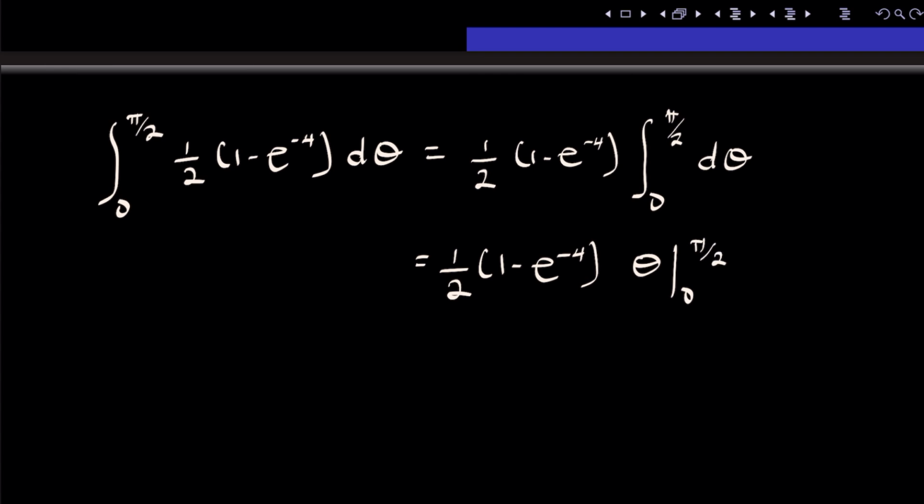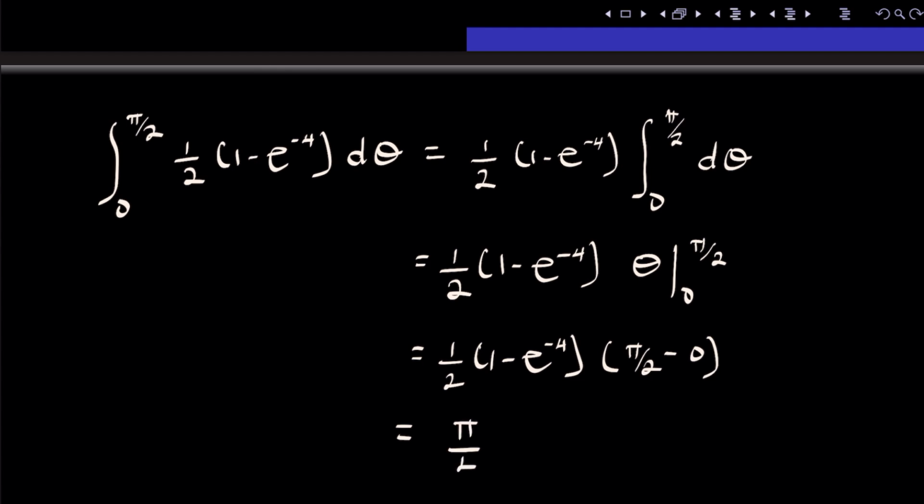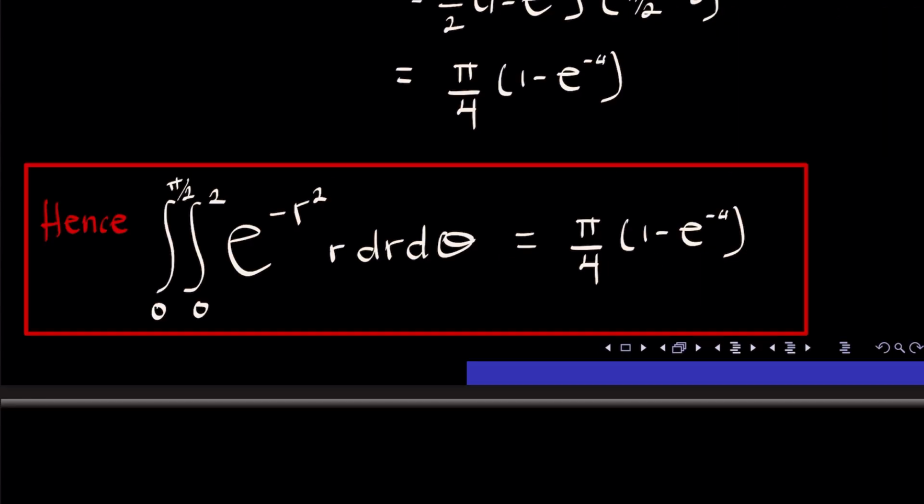So substituting the range of integration gives 1/2 (1 minus e^-4) times pi on 2 minus 0. So thus our answer will be pi on 4 (1 minus e^-4). Hence our answer is given below.